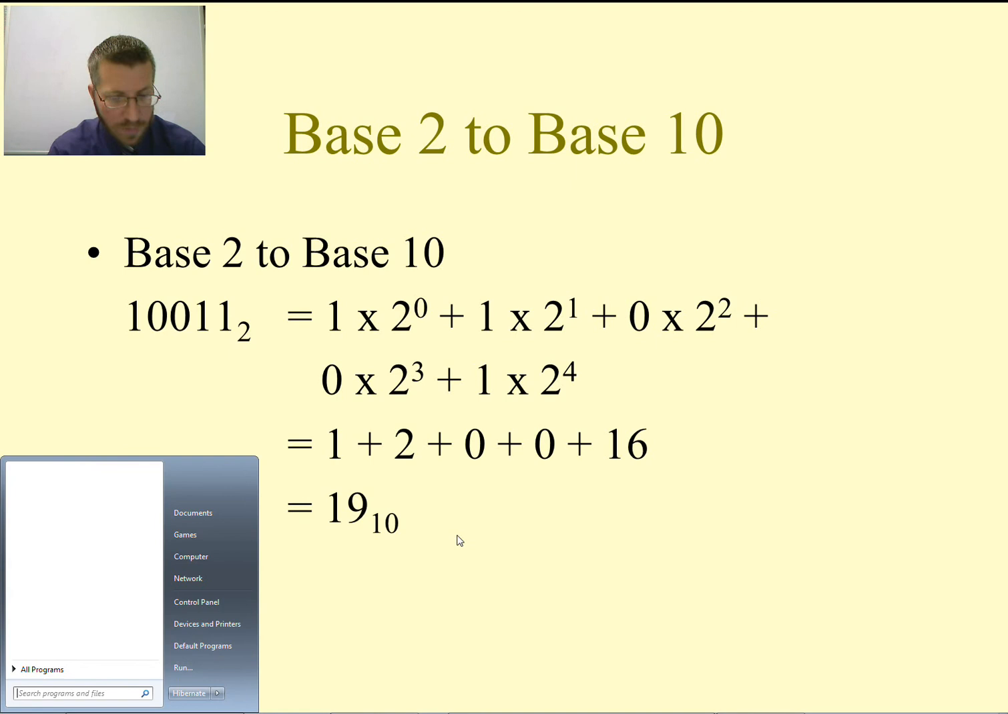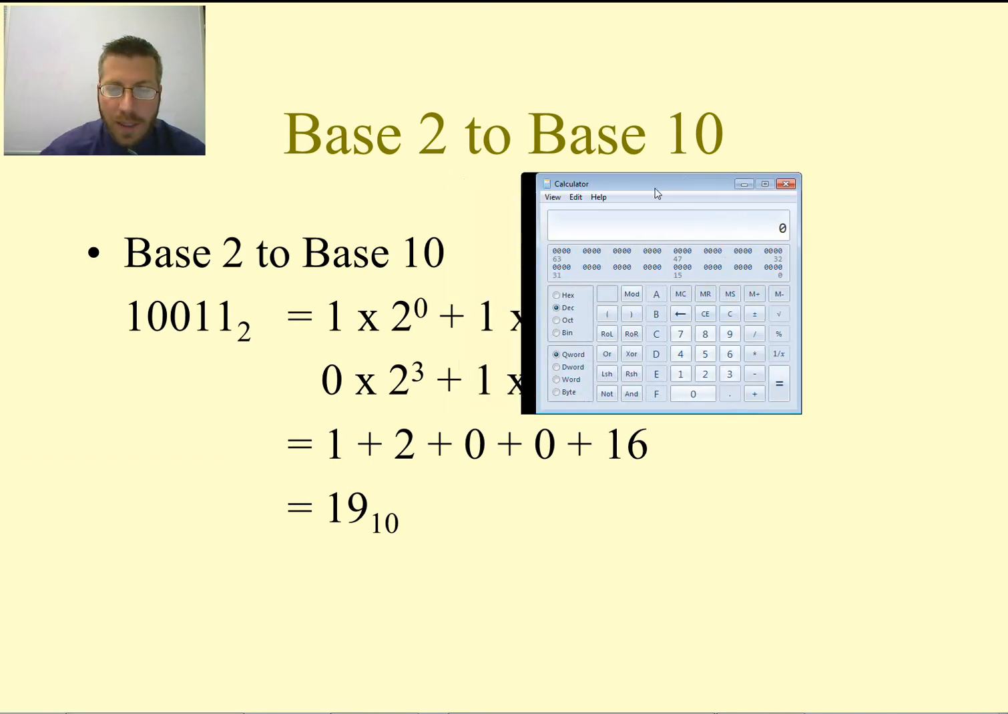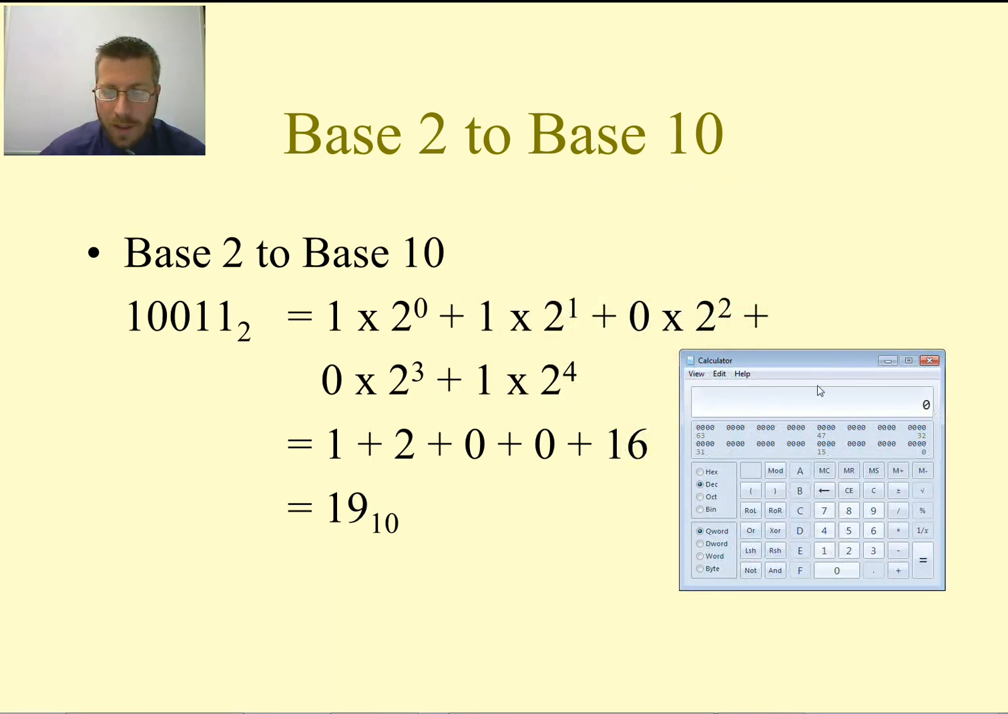If we want to check this out again on our calculator, we can start off with our binary, so we can click on this little button here for binary. Let's type in 10011, convert that to decimal, click the decimal button, and you see that it converts it to 19 base 10.